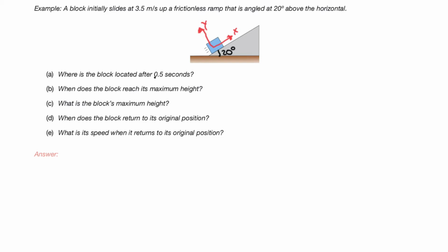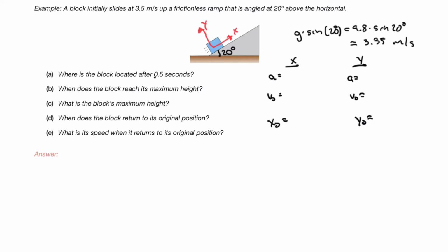Again, we'll need to look at the kinematic variables in the x direction and in the y direction. And so I'll have to examine my a, my v naught, and my x naught in the x direction, and my a, v naught, and y naught in the y direction. Now, to find the acceleration, we just apply the formula that we just saw, that the acceleration has a magnitude of g times sine 20. In this case, that becomes 3.35 meters per second squared, and it's negative because that acceleration is back down the ramp, and we chose our x to point up the ramp.